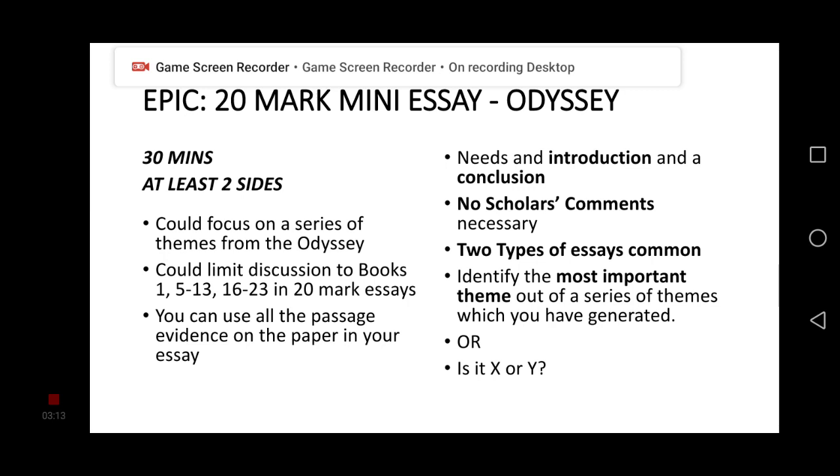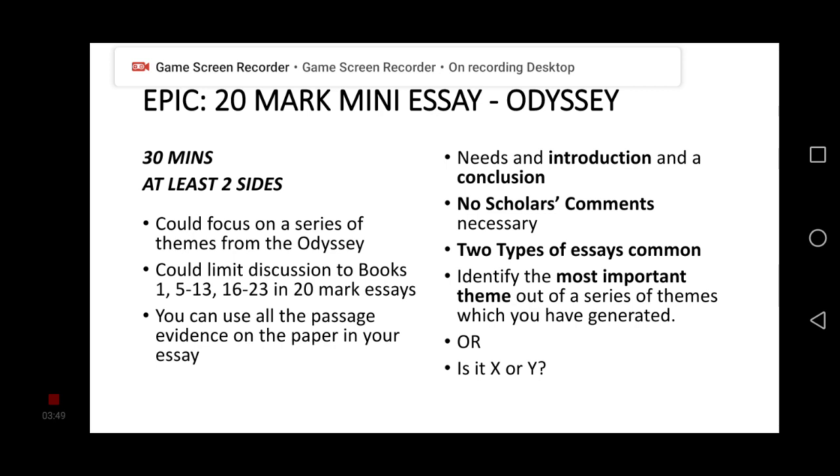The 20-mark mini essay is about 30 minutes long and at least 2 sides. It could focus on a series of themes from the Odyssey. It could limit discussion to the first half of the Odyssey or the second half of the Odyssey or certain books. You can use all the passage evidence on the paper in your essay. So all the passages to do with the Odyssey you can use in this question. This one actually needs an introduction and a conclusion. It doesn't need any scholars' comments like the 30-mark essay, so no.